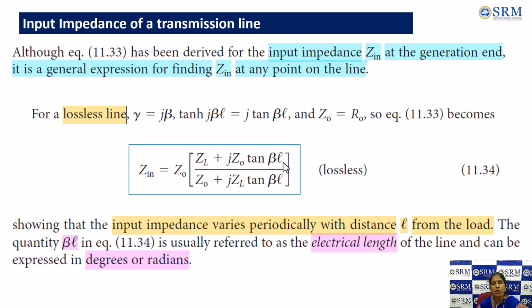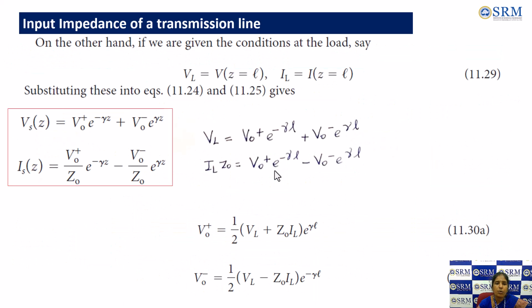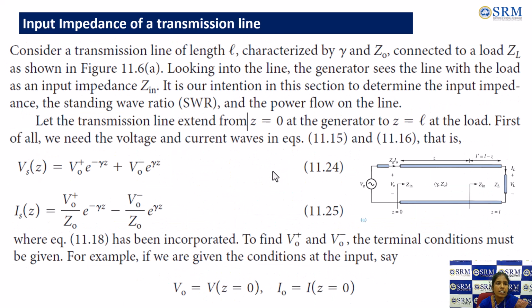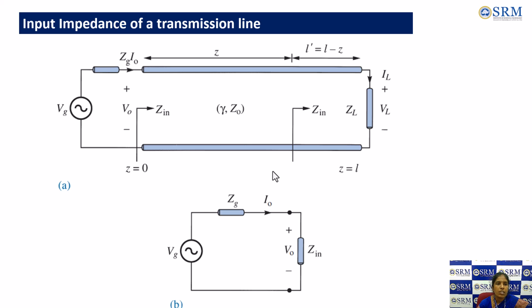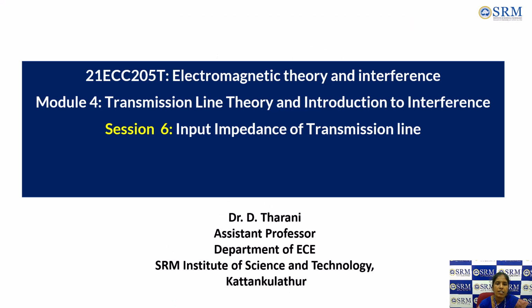So it depends on the distance L from the load. So this beta L term is known as the electrical length of the line, which is measured in degrees or radians. Hope you understood how to find the input impedance of a transmission line from the voltage and current equations. Thank you everyone.